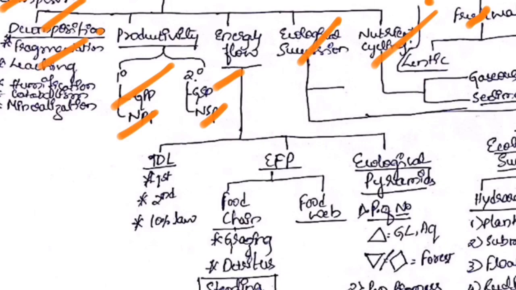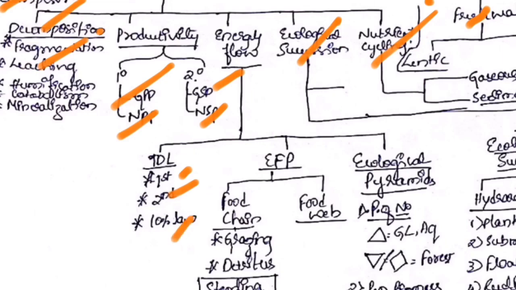Energy flow: we studied the laws of thermodynamics. First law of thermodynamics: energy can neither be created nor be destroyed, but can be transferred from one form to another form. Next is the second law: when energy is transferred from one form to another form, 100% of the energy transformation does not take place. Some amount of the energy is liberated or given to the environment in the form of heat.